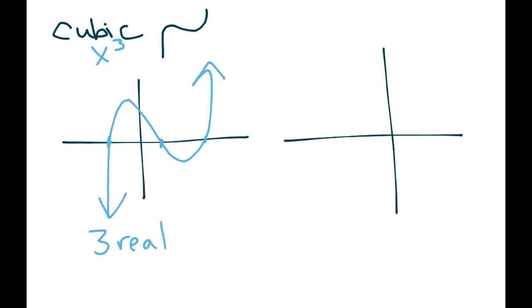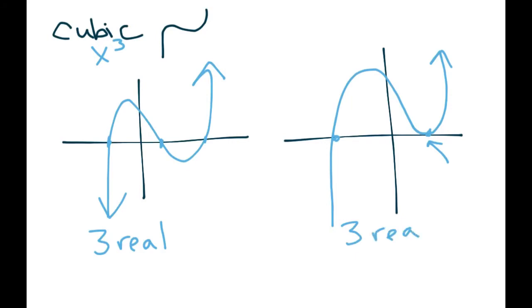Could I draw this so that it only hits twice? Well, I could do this. Look, it only hit twice. But that one is one of those multiplicity 2. So again, it has 3 real solutions.